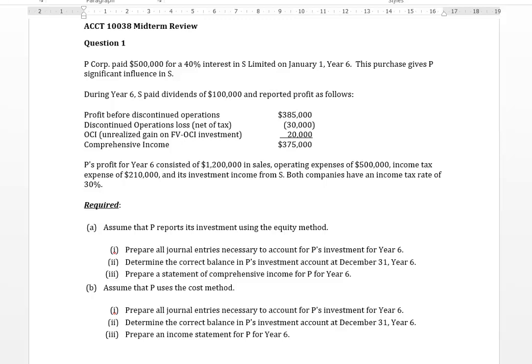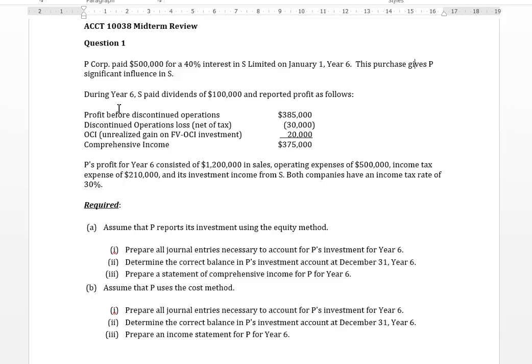This is question 1 and it focuses on the differences between the investment being accounted for using the equity method, which is the case when we have a significant influence investment, and it compares it to if the parent had used the cost method to record the investment, what the entries and statements might look like. You'll notice in this question that P, the investor, paid $500,000 for a 40% interest in S Company or S Limited, and that gives them significant influence.